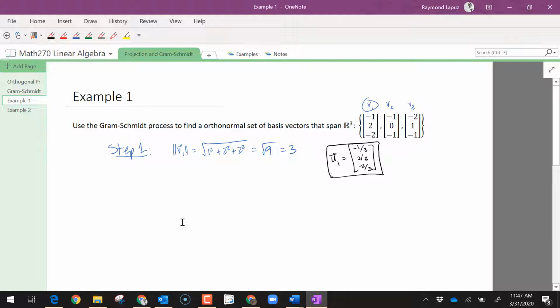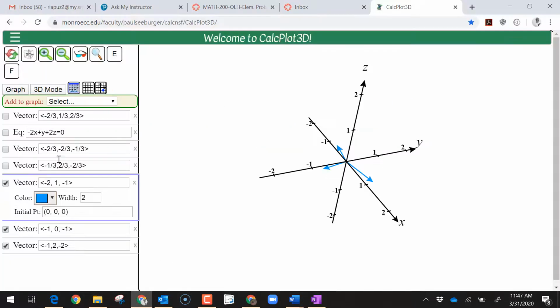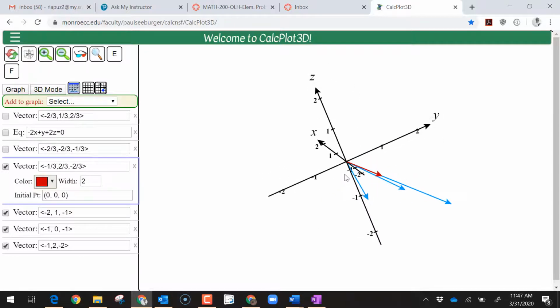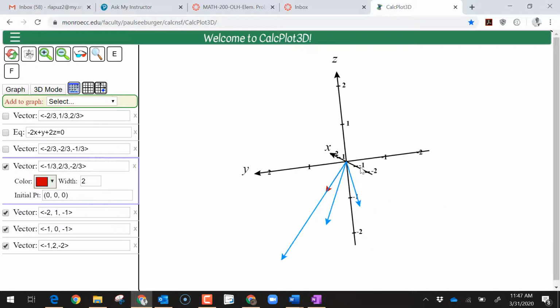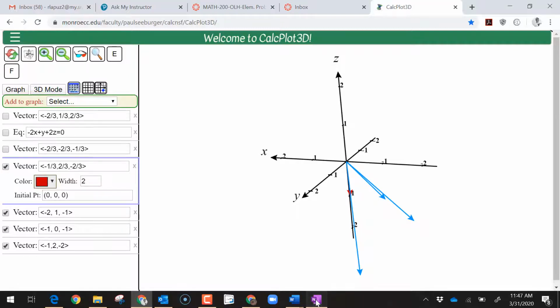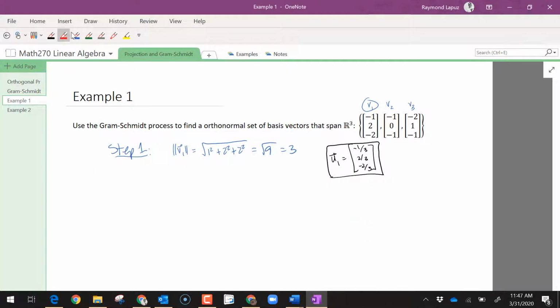Okay, let's look at that geometrically. We have our first vector that we found, and that is going in the same direction as v1, except it's of unit length. And so that's our first vector. Now let's go to step 2. Step 2 is our first projection. We're going to project v2 onto u1.